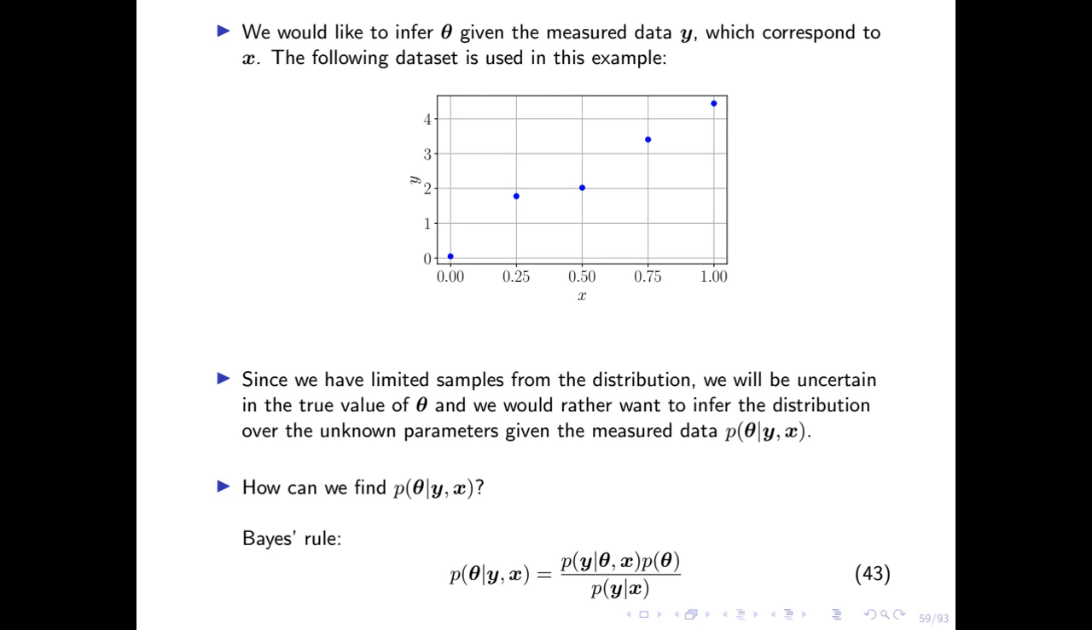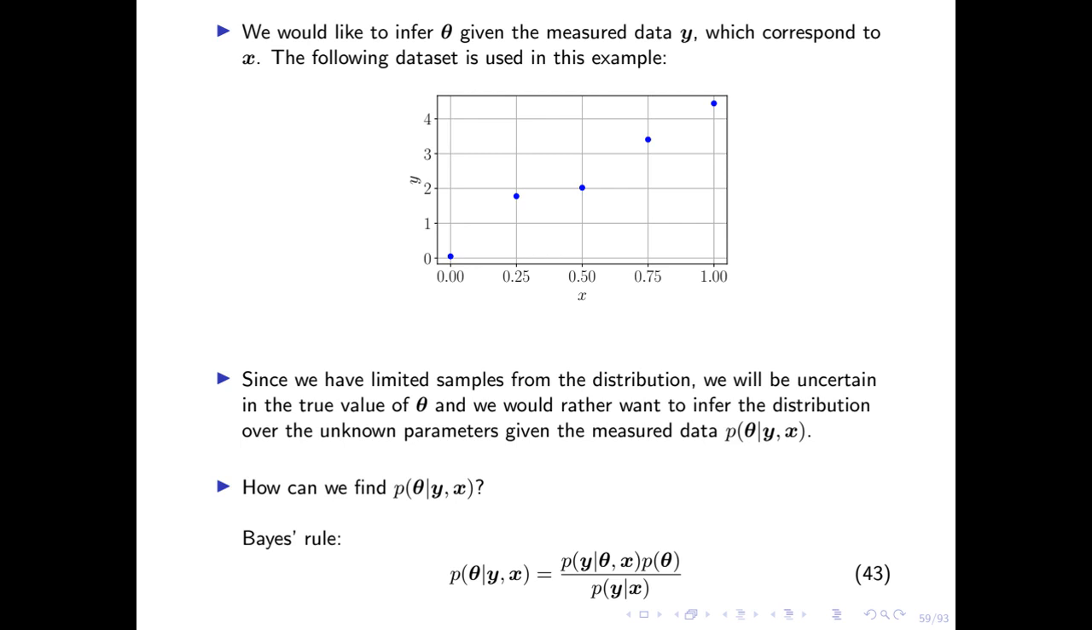Before we get there, let's just summarize again what our ultimate objective is. We have a data set and we have an assumed model. That model might be wrong. We need to first check that, or we need to fit the model and check how that model fits the data. But we have data and we have a model with unknown parameters. We would like to infer the distribution over those parameters given the measured data.